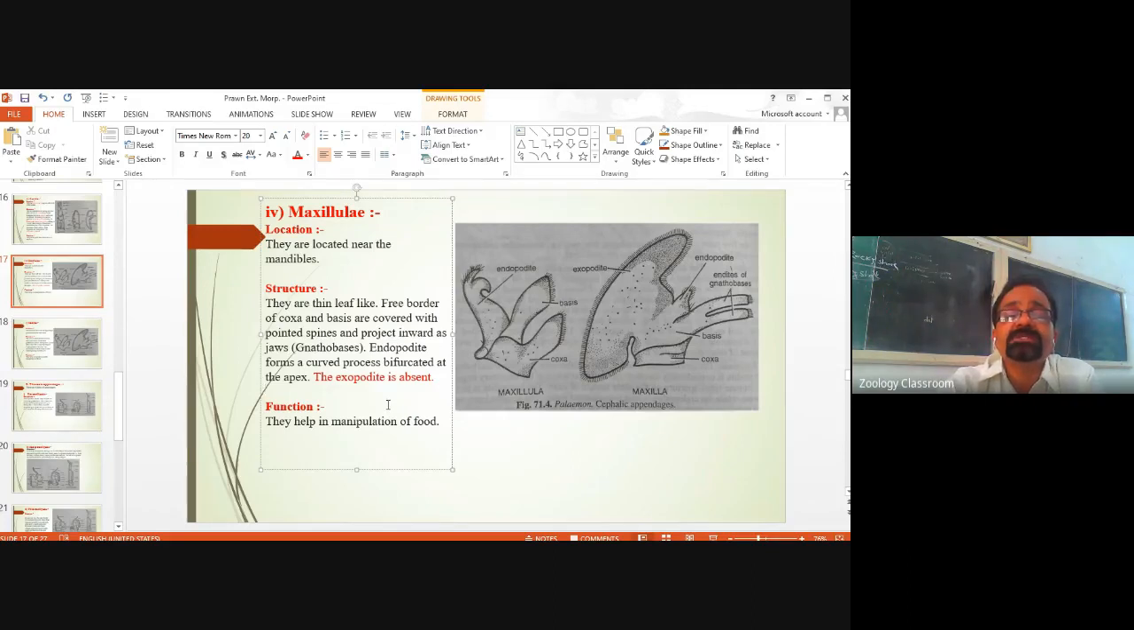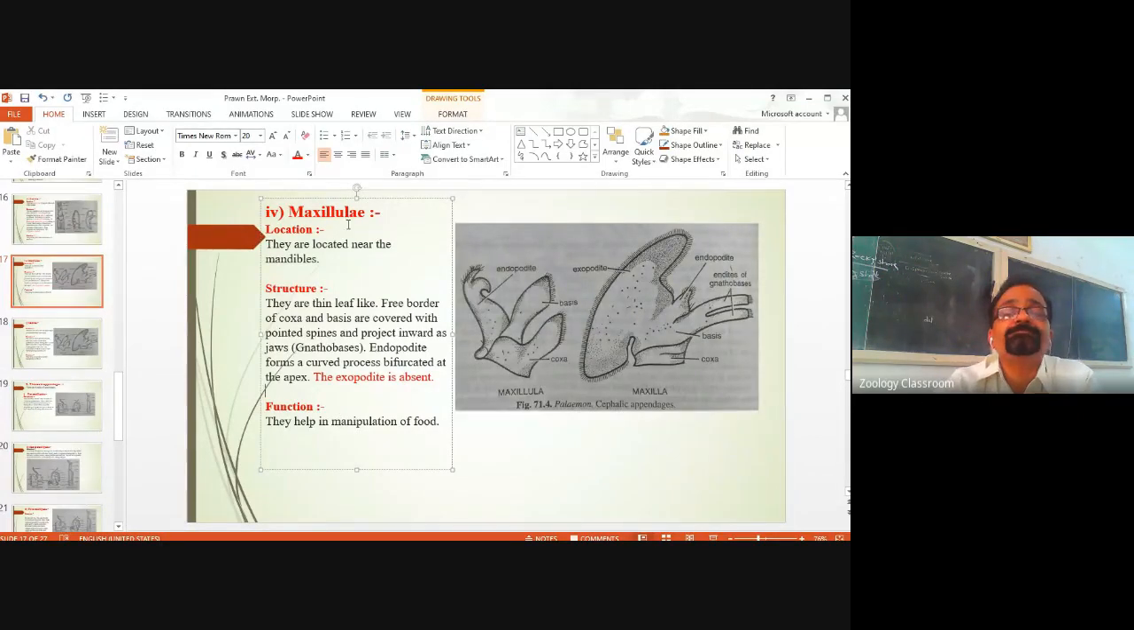Now what is the function of this? They help in manipulation of food. Just as we have a tongue in our buccal cavity that manipulates the food and moves it from one place to another so it comes under the molars for crushing, likewise the pair of maxillules manipulate the food so that all of it comes in contact with the mandibles and gets crushed properly.